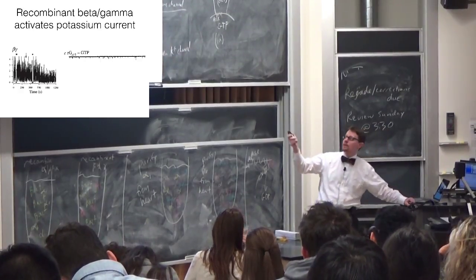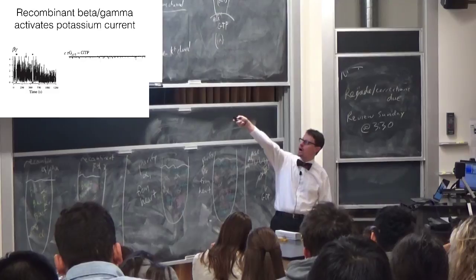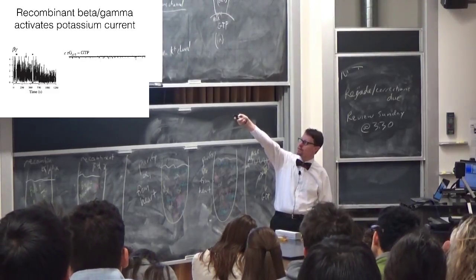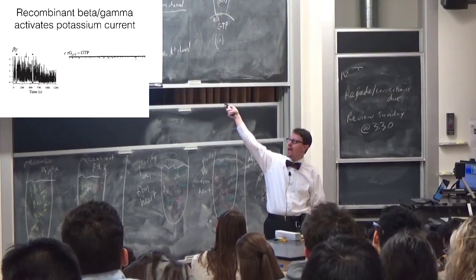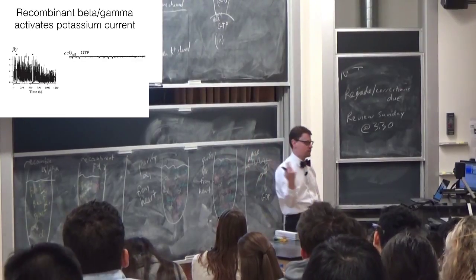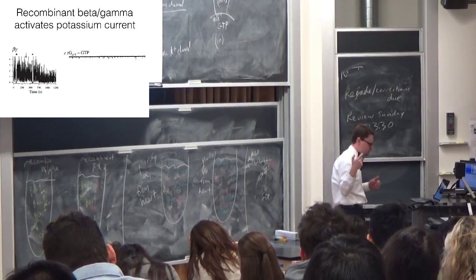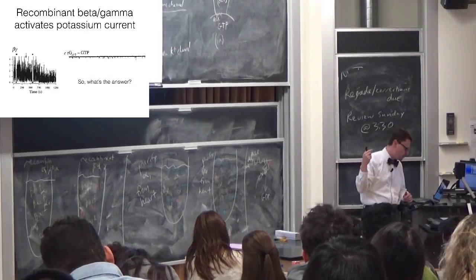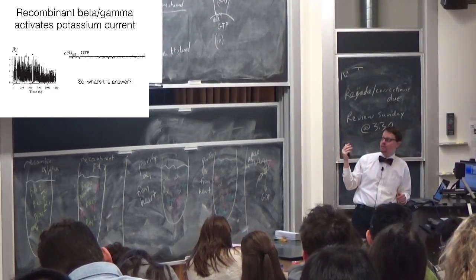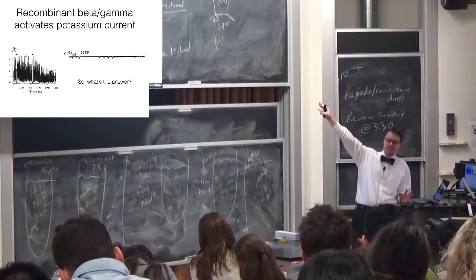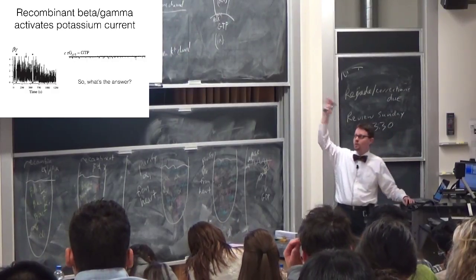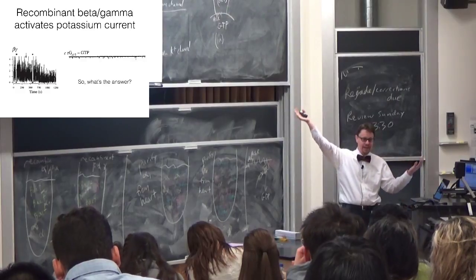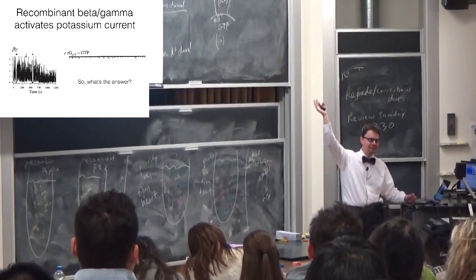She then, in a separate set of experiments, takes recombinant alpha i with GTP attached to it and applies that to a membrane, and basically a flat line, no current flowing across the membrane. And so based on this, if we say that Lily Jan's experiment was sort of like the final word, which as far as everyone's concerned it is, what do we think the answer is? Is it alpha or beta gamma that opens a passage?